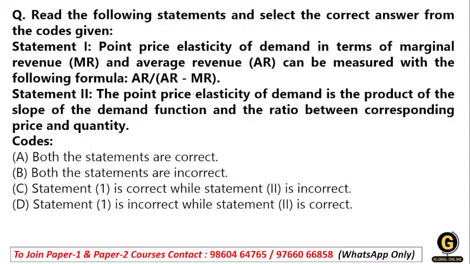Look at the next question. Statement number 1 is given: point price elasticity of demand in terms of marginal revenue (MR) and average revenue can be measured with the following formula. If you know the formula of marginal revenue and average revenue, you can easily get this.